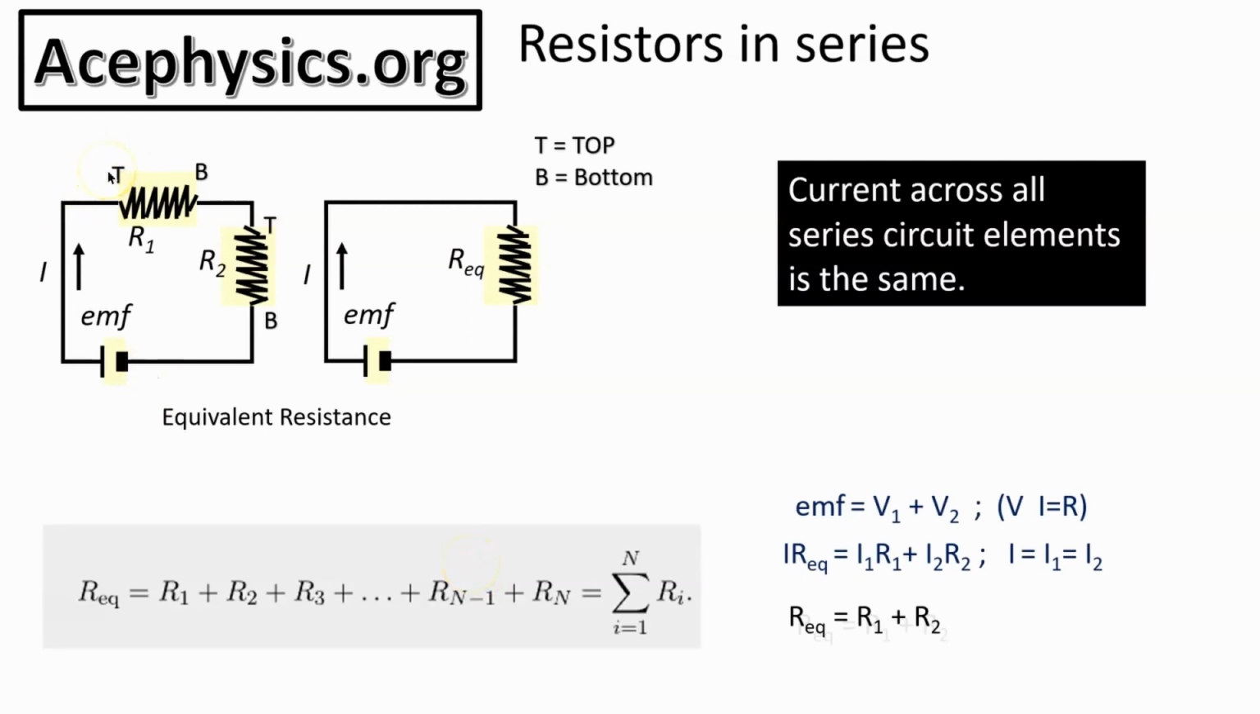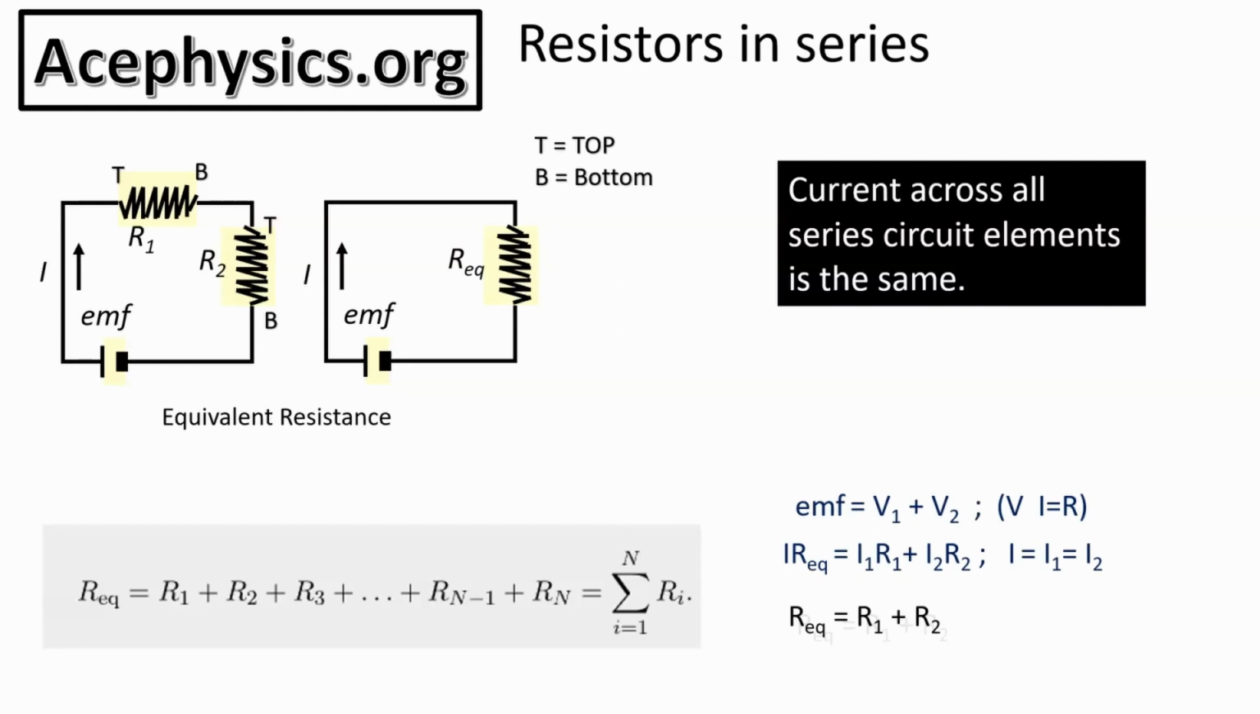This is the top of the first resistor and the bottom of the first resistor, and the top of the second resistor and the bottom of the second resistor. If you notice, the bottom of this resistor touches the top of the next resistor, and there's nothing in between. If there was a wire that came off here and went somewhere else, it wouldn't be series. But this is series because the top of one resistor touches the bottom of the other resistor, and there's nothing else in between them. It's just a wire. And that's the definition of resistors in series.